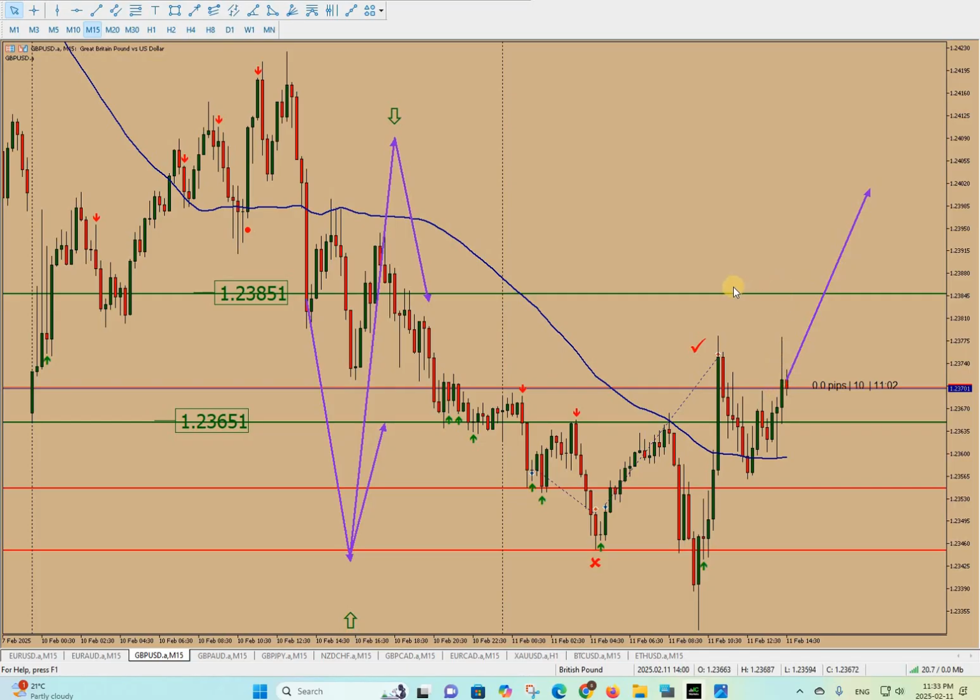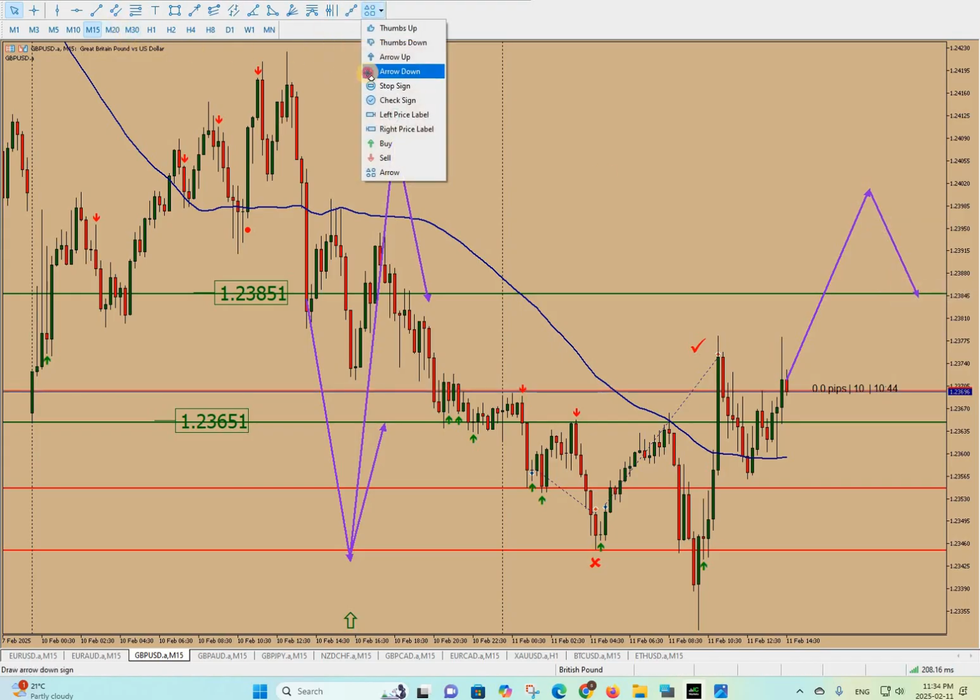If price comes in and passes this level of 1.23851 and comes into the selling zone, and then if we get a signal to sell like this, we can sell it to this level. Okay, this is for the pound USD.